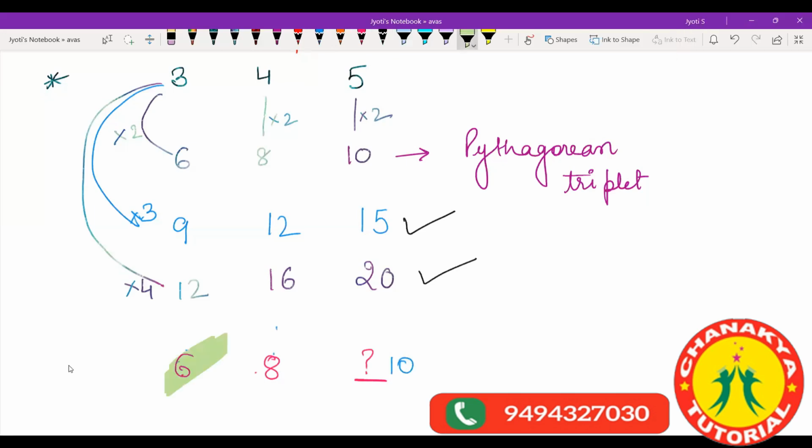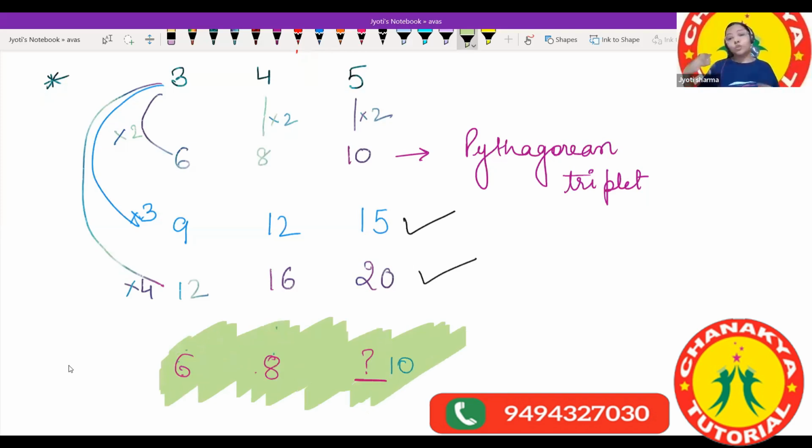Yes, ma'am, because two numbers are multiples of 3 and 4, so the third one will definitely be a multiple of the third number of the triplet.